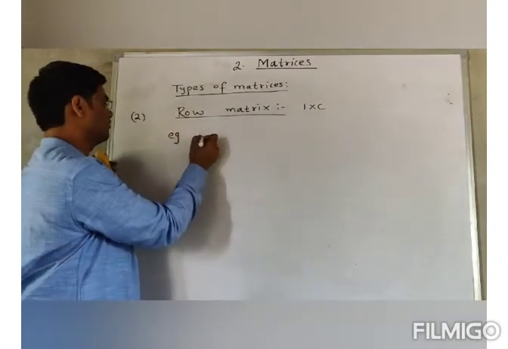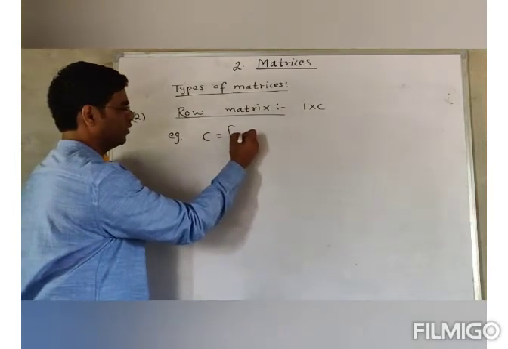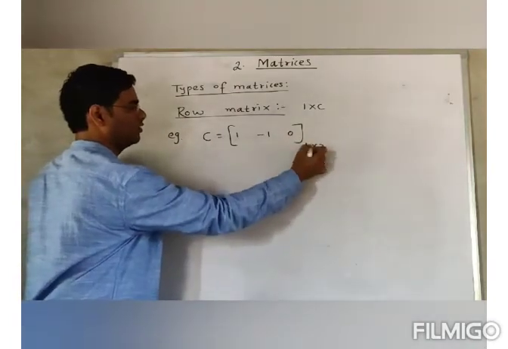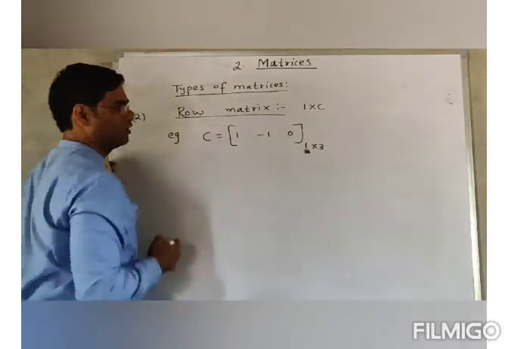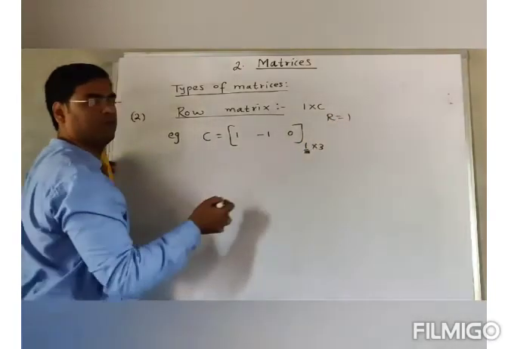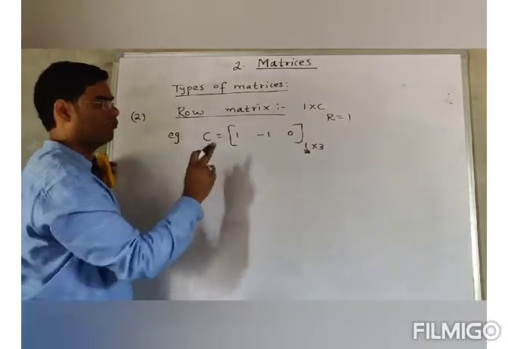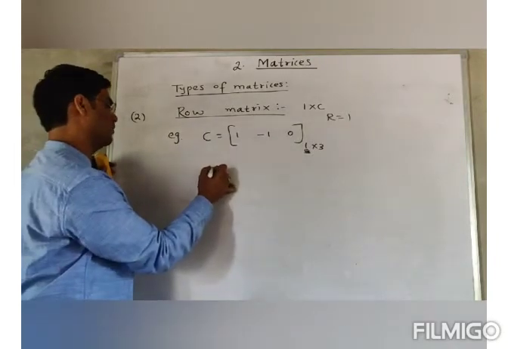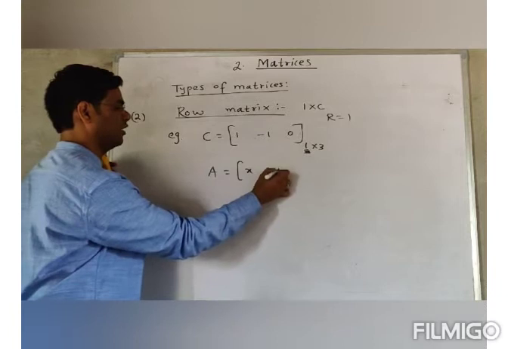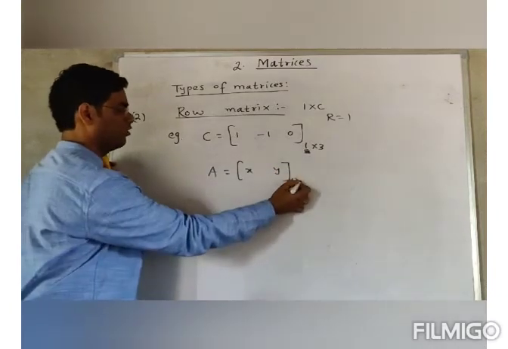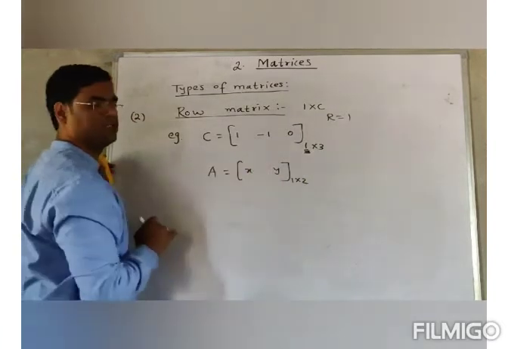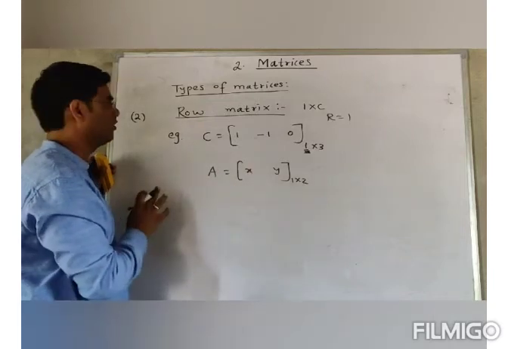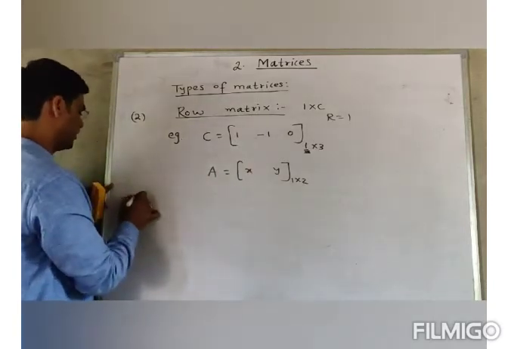For example, C is a matrix having elements 1, -1, 0. It consists of only one row and 3 columns. So here the word row is important. R equals 1 and any number of columns, and this matrix C contains 1 row and 3 columns. So it is an example of row matrix. Let us take another example. A is a matrix having elements x and y and it contains 1 row and 2 columns. One row is important. A matrix which consists of only a single row and any number of columns is known as a row matrix.